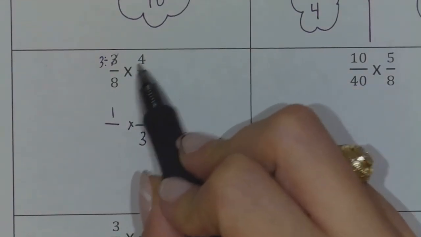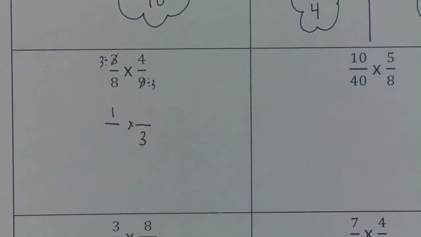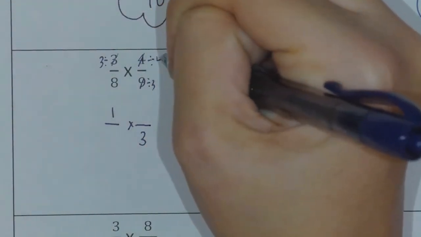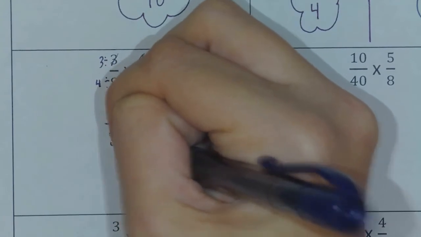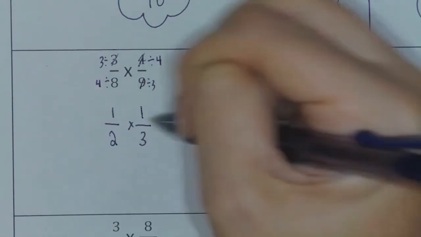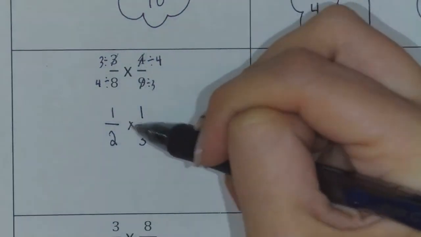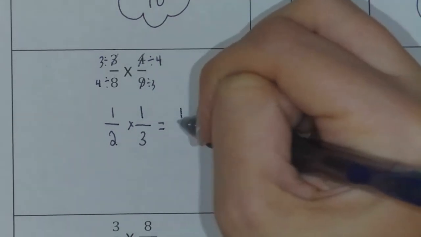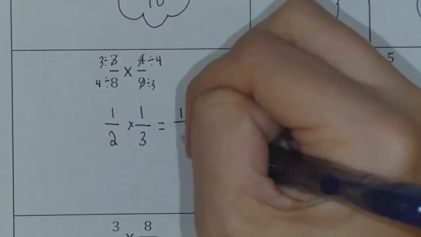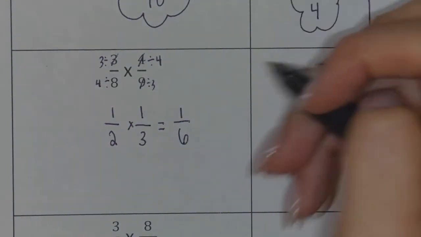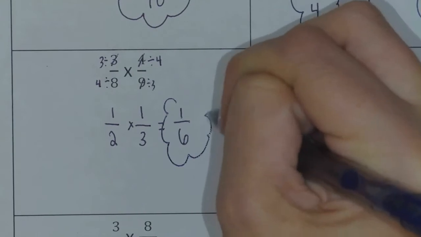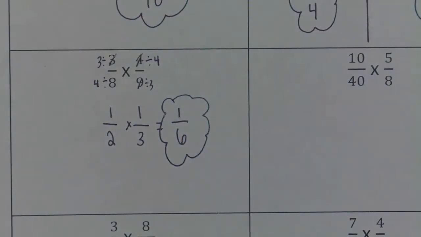But I also can cross simplify 4 and 8. They both have the factor 4 in common. So 8 divided by 4 would give me 2. 4 divided by 4 would give me 1. So I have 1 times 1 would give me 1, and 2 times 3 would give me 6. And I cannot simplify 1/6 anymore, so that's as small as I can make it. That is my final answer.